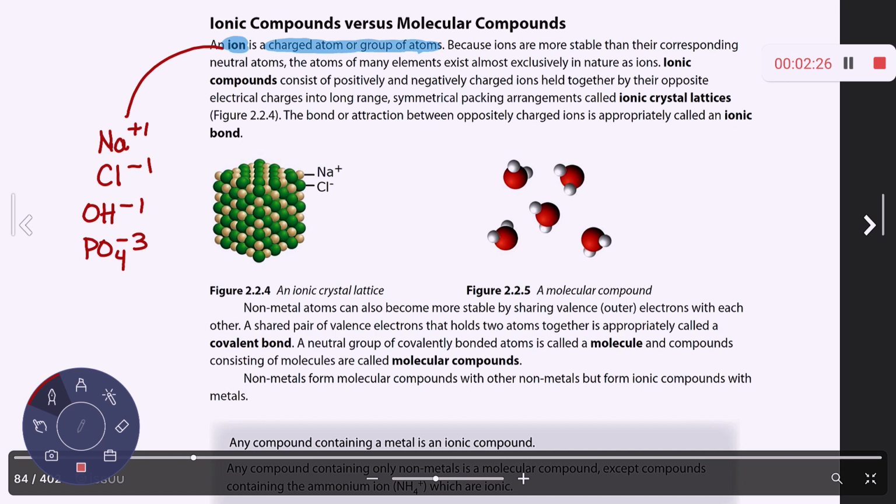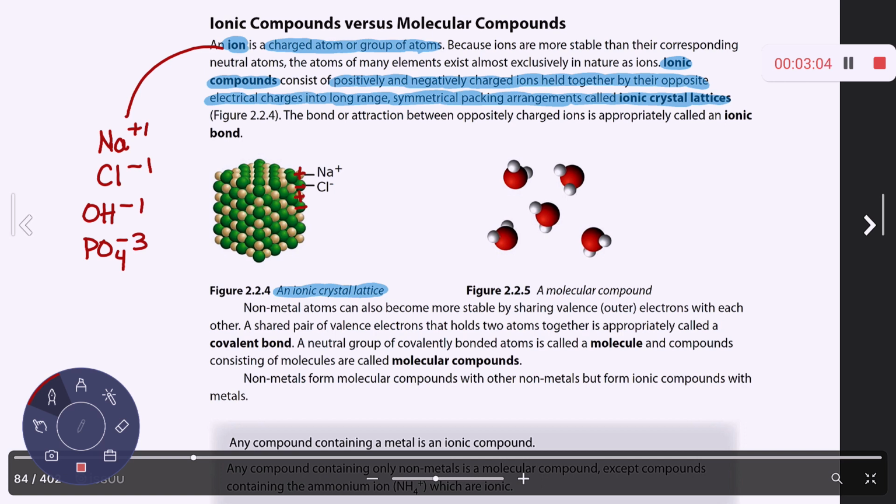When you bring together ions, you make ionic compounds. So ionic compounds are made of positively and negatively charged ions, and they're held together because their opposite charges attract each other. And they arrange themselves in really unique crystal structures called ionic lattices. And these are really stable, strong structures. So here is an example of an ionic crystal lattice. Notice the ionic crystal lattice has alternating positive and negative charges throughout, and that's what makes the structure so strong.